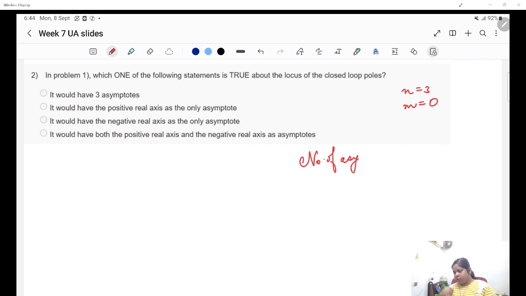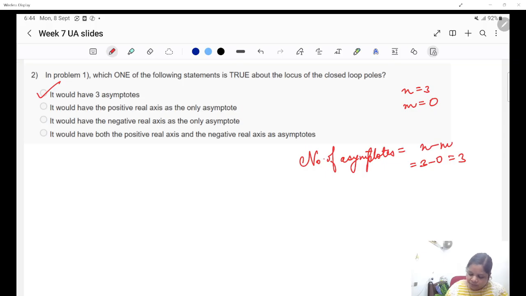Because there are no zeros present over here, the branches emerging from the poles would not terminate at some zero, rather they would go along the asymptotes to infinity. So your number of asymptotes is given by n minus m, which is 3 minus 0, equal to 3. Okay, so it would have 3 asymptotes.